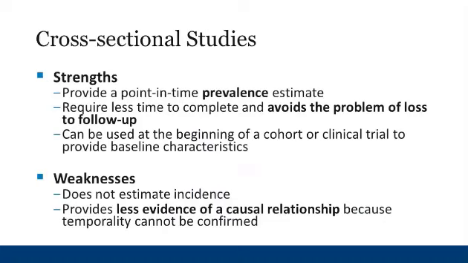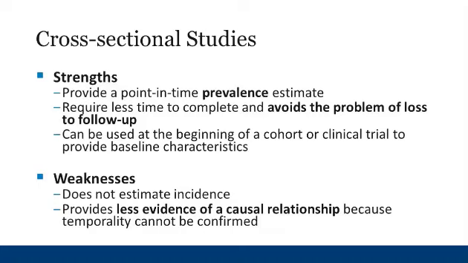One of the strengths of cross-sectional study design is that they do provide a very nice point-in-time prevalence estimate. And this is actually, especially in today's environment where we have coronavirus, we can do a pretty quick, up-to-date point-in-time prevalence of how many people have the infection at a certain period in time. They also require less time to complete because it's all assessed at one point. So think along the lines of surveys, questionnaires, and interviews.